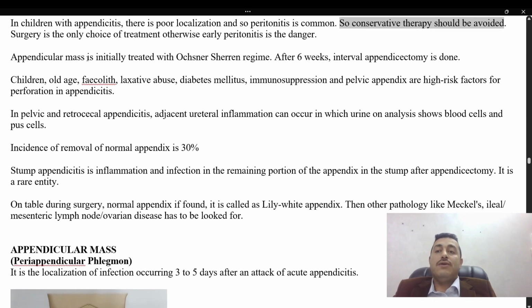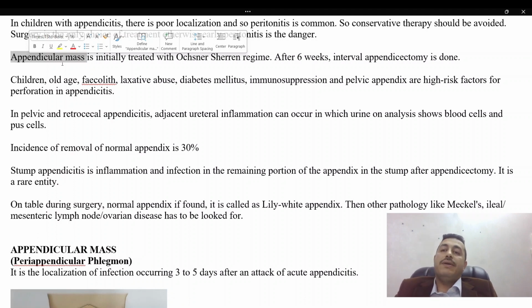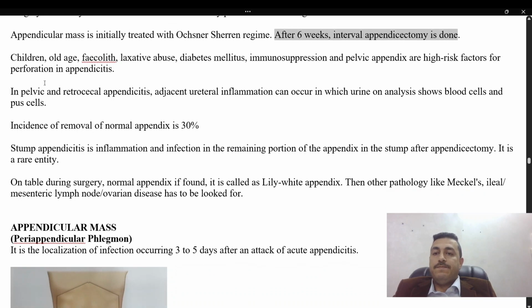We said appendicular mass. This is an important appendicular mass. This is when we talk about the complicated and contained appendicular mass, which is initially treated with the Ochsner-Sherren regimen. I hope the pronunciation is correct. After a 6-week interval, appendectomy is done. This is actually extremely controversial. This is not true, but this is because I reviewed many literatures. Okay.